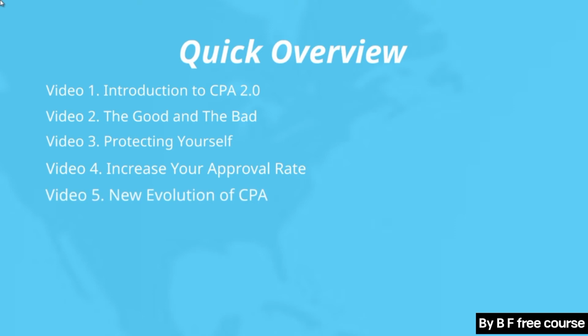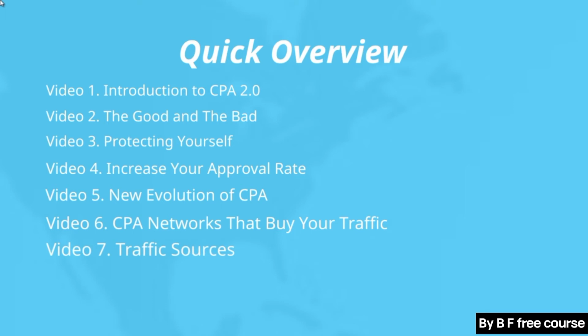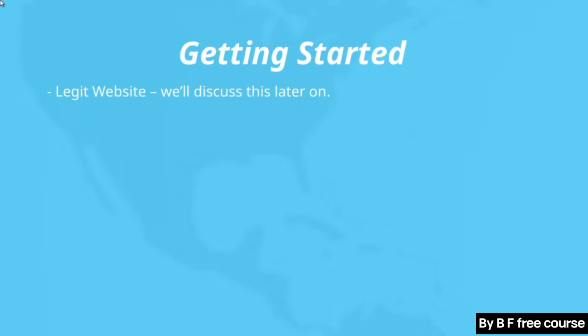Video number 5, we'll talk about the new evolution of CPA, and this is why we call this Smart CPA offers. Video number 6, we'll talk about CPA networks that buy your traffic. Video number 7, we'll talk about traffic sources. And of course, video number 8, we'll hone in on one specific traffic source, which is going to be pop ads. And believe it or not, pop ads or pop unders still convert today. But this is a specific site which is located at popads.com.